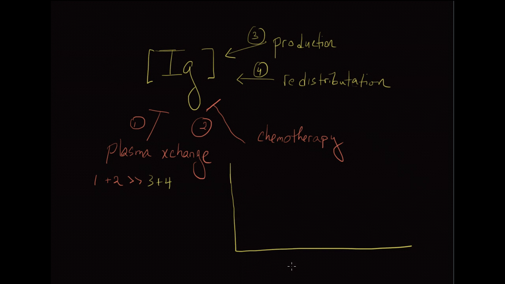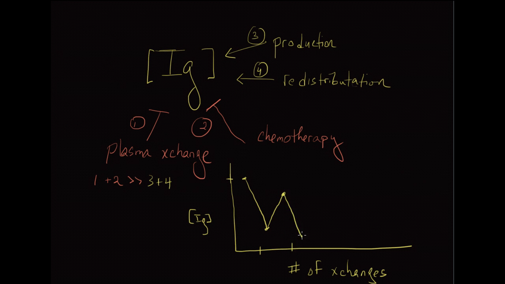And the reason is as follows. This is the number of exchanges, and here is your concentration of immunoglobulin. And so you start off with a concentration up here, and you're producing a lot of immunoglobulins, and you're redistributing those immunoglobulins, but you're removing them with plasma exchange and chemotherapy. So after the first exchange, you drop down. Because you're still producing and redistributing between the first and second exchange, you pop back up. Hopefully you don't pop up back to the original level because you institute another plasma exchange at this point here.